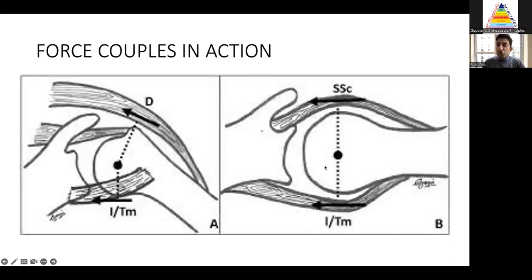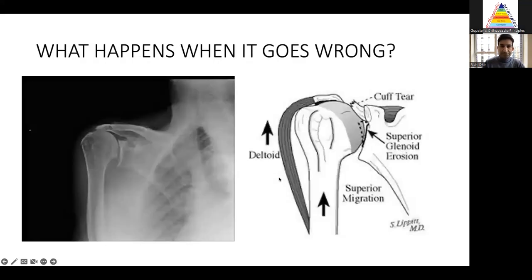Conversely, we have the transverse force couple, which basically is the subscapularis force at the front and the infraspinatus or teres minor force at the back. So the internal and external rotators, and they are in balance as well. So these are called coronal and transverse force couples.